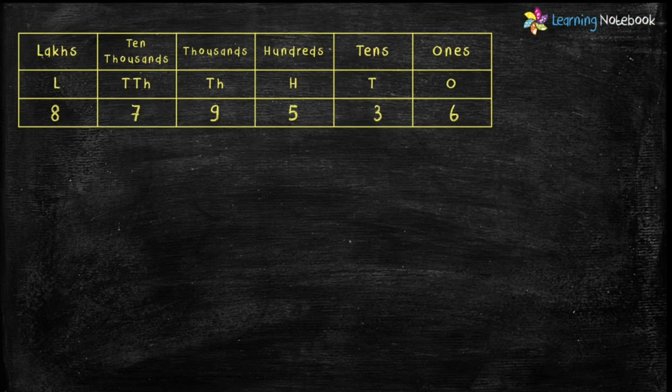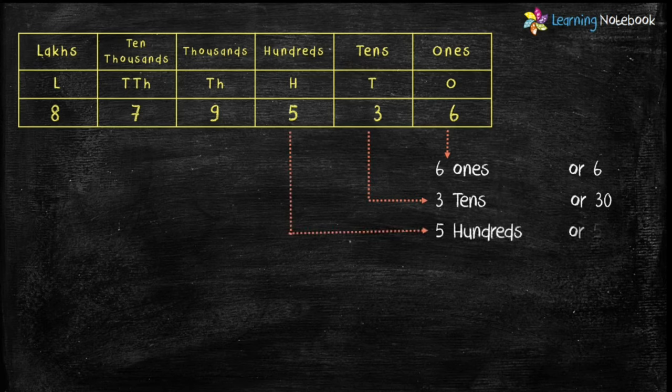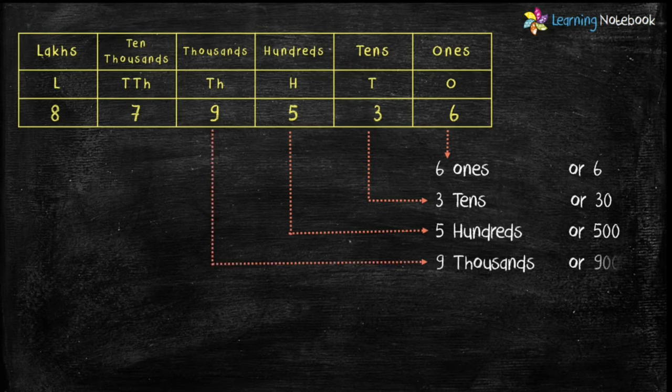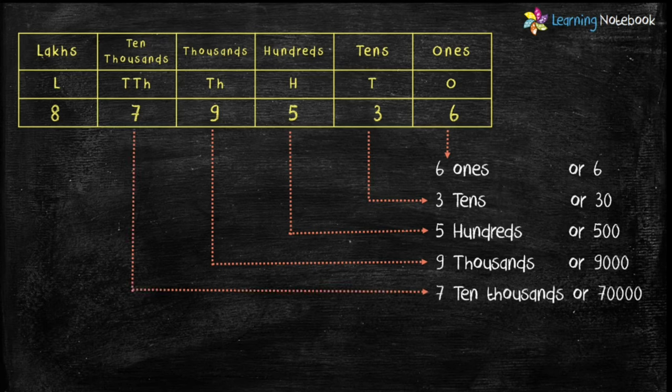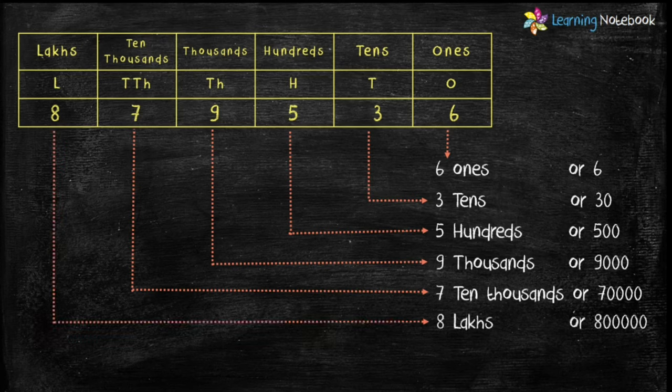Now, since 6 is at 1's place, its place value is 6 1's or 6. Now, 3 is at 10's place, so its place value is 3 10's or 30. Similarly, 5 is at 100's place, so its place value is 5 hundreds or 500. Now, 9 is at 1000's place, so its place value is 9 thousands or 9000. Next, we have 7 at 10,000's place, so its place value is 7 10,000's or 70,000. And lastly, we have 8 at lakhs place, so its place value is 8 lakhs or 8 lakh.